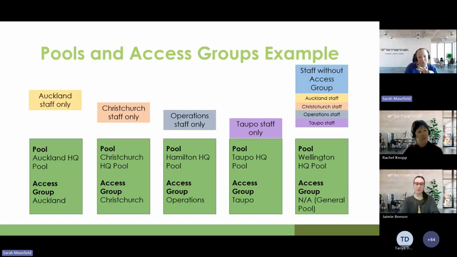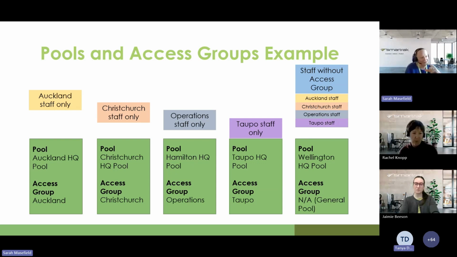So if we look at the pool example first, this is when we've got pools and access groups together. So you'll see the Auckland pool can be booked by the Auckland staff only. Christchurch, again, booked by the Christchurch staff only. Same with Hamilton and the operations staff, Taupo and the Taupo staff. And then if we look down to the Wellington group, we'll see that not only can all of those other staff book those Wellington vehicles, so can any of the staff that don't have an access group.